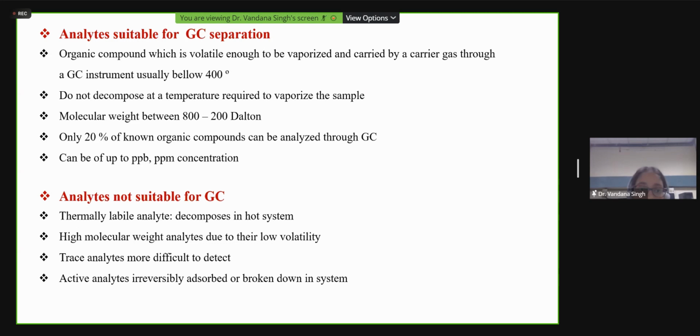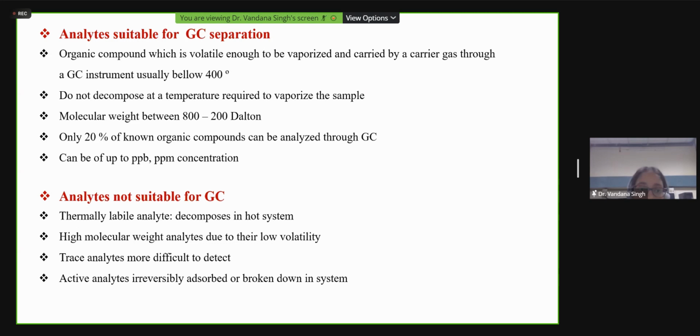and this is a vaporization chamber where in an inert environment the sample is heated at a certain temperature so that it gets vaporized, and then the sample, which is in the vapor state and is mixed with the carrier gas, is then loaded on the column.